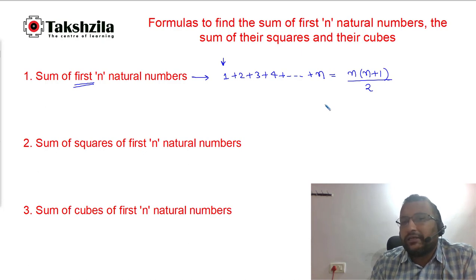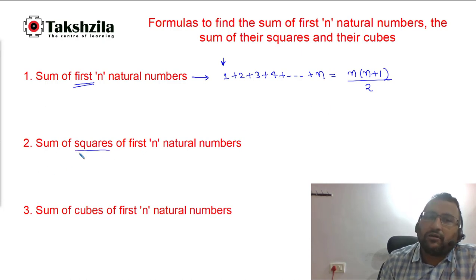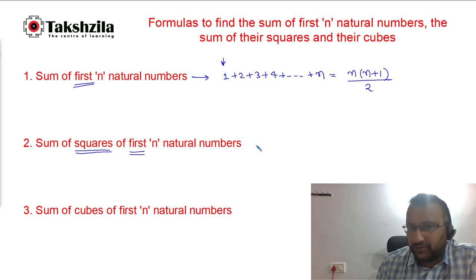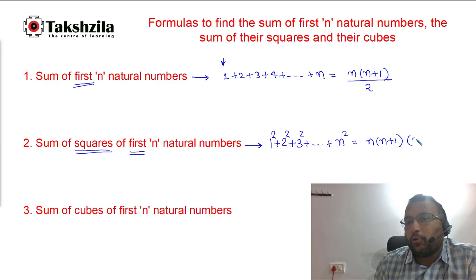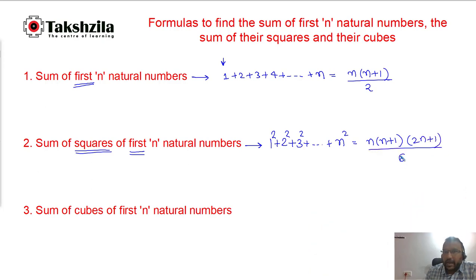The second formula is the sum of squares of first n natural numbers. Here we want to find the addition of 1 square plus 2 square plus 3 square till n square. The formula to find this addition is equal to n into n plus 1 into 2n plus 1 divided by 6. Again, this formula is applicable only if your series starts from 1 square.